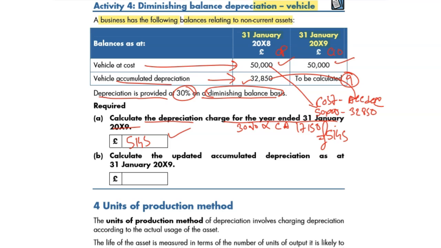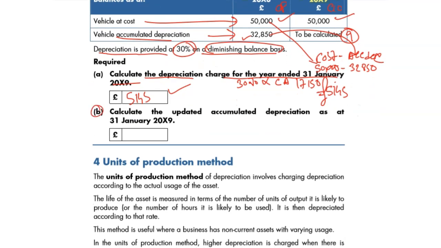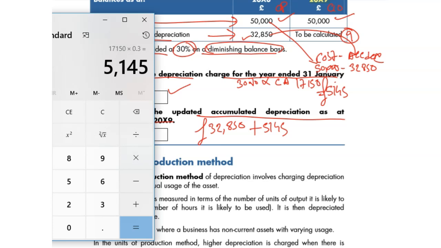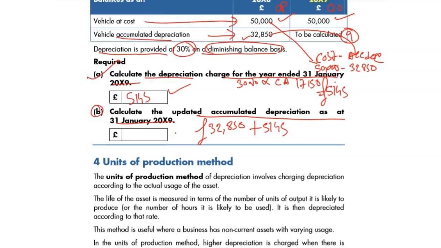And number B, being asked: calculate the updated accumulated depreciation as of 31st January 2019. Updated would be last year's, which is 32,850, meaning all accumulated years added up together, plus this year's 5,145. So let's take our calculator out. 5,145 is already there. Just have to add 32,850. 37,995. That's it. Easy peasy lemon squeezy.